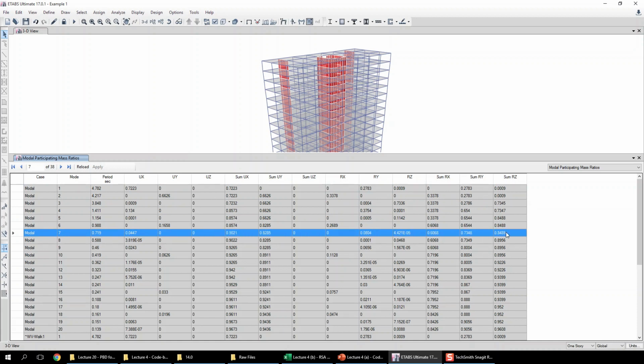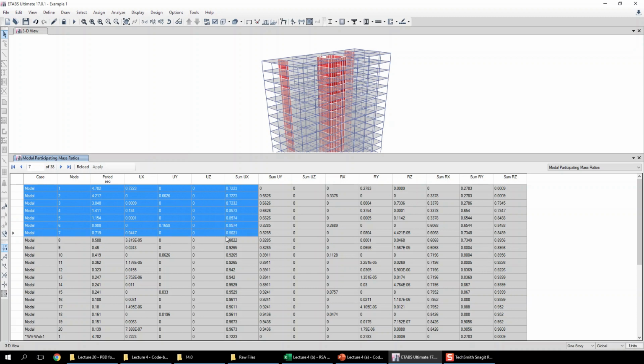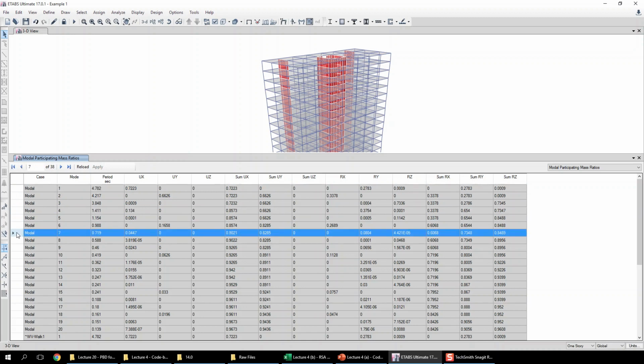And if we check the sum of Ux here, we can see that the cumulative mass up to the 7th mode in x direction is 90.21%. So this is a building in which only first 3 modes will give you a mass participation of more than 90%, and those 3 modes are 1, 4 and 7 in x direction.